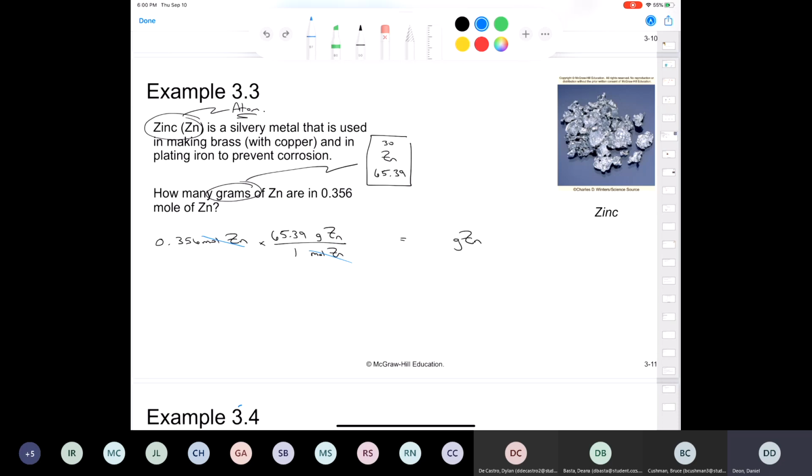So when I take that 0.356, I multiply it by 65.39, I got 23.3. I'm going to double check my calculation. 0.356 times 65.39, 23.27884. So I round that to 3 significant figures, and I get 23.3 grams of zinc. All right. Good. All right. Perfect. All righty.